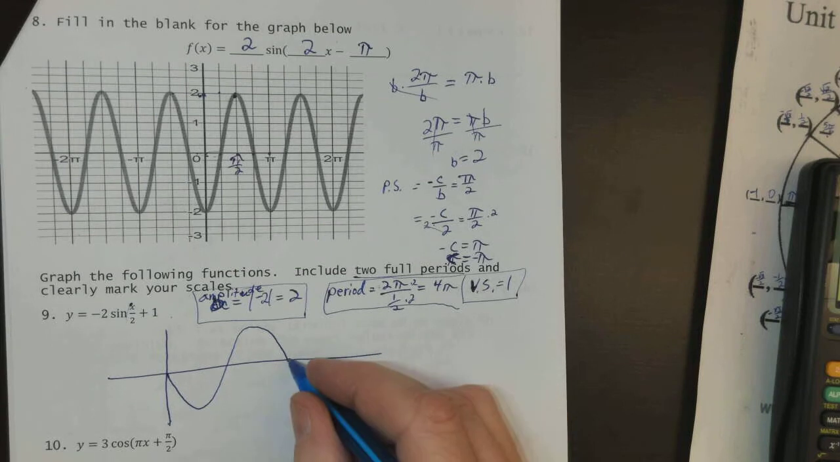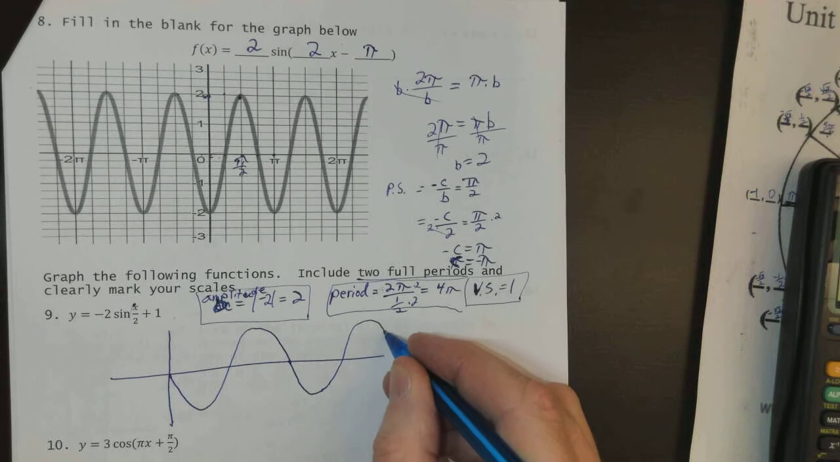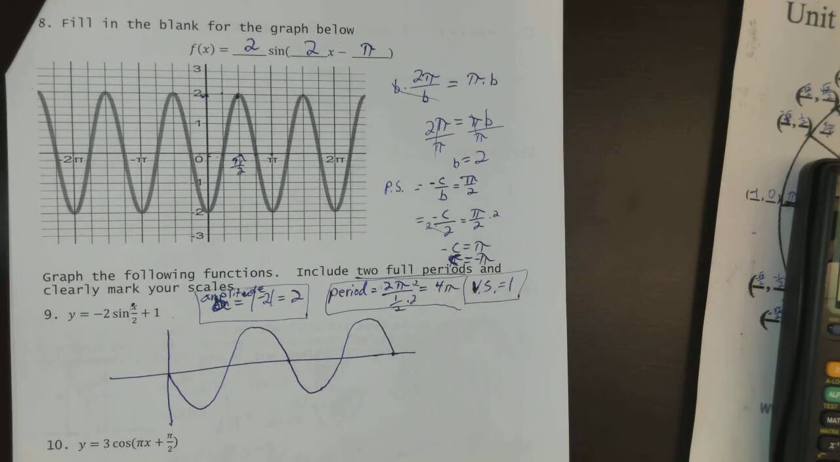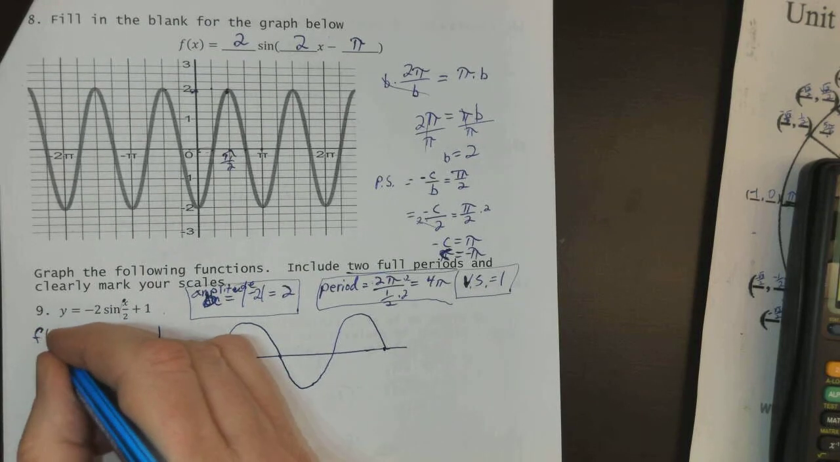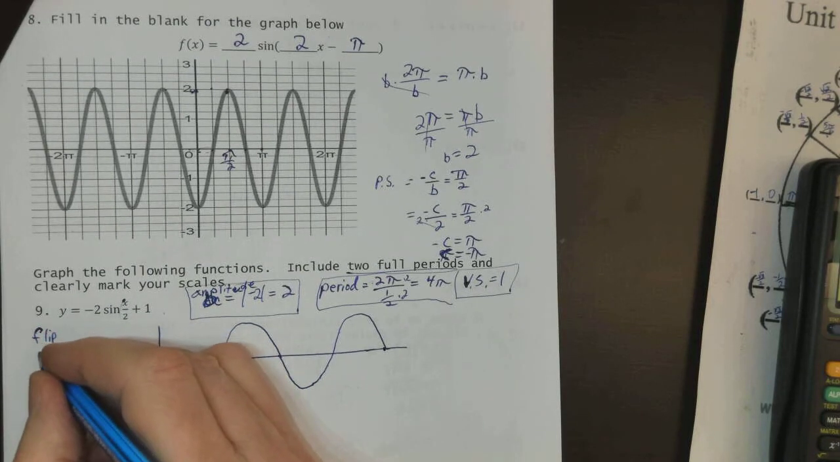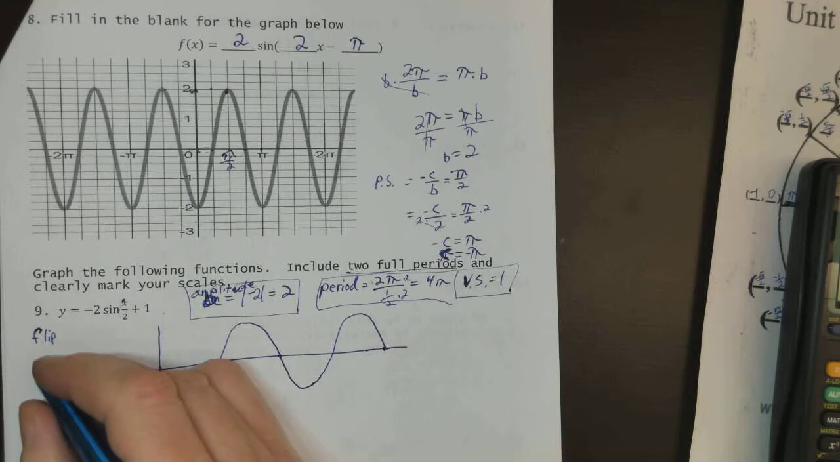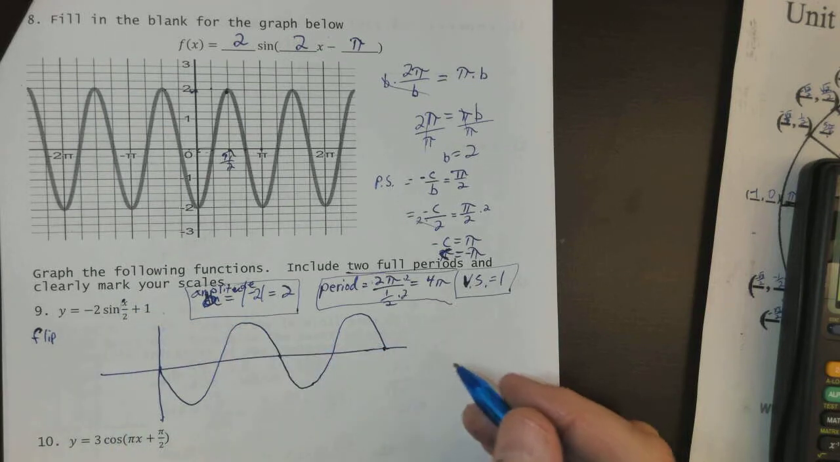And we're supposed to do 2 periods, so let me just draw that again. All right, so I flip it. Remember, flip it and sketch it and label it. And then we're going to move it up a unit.